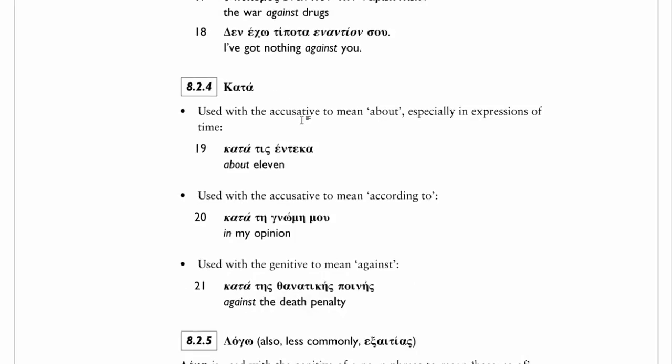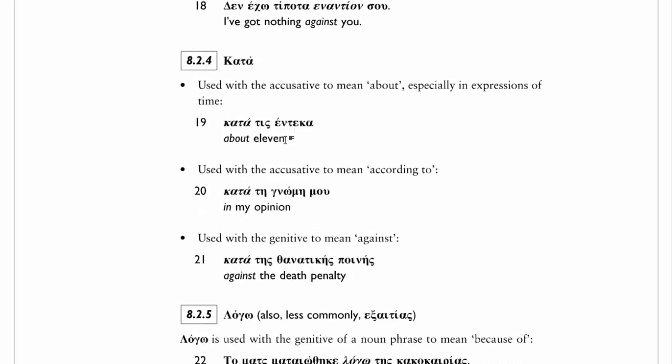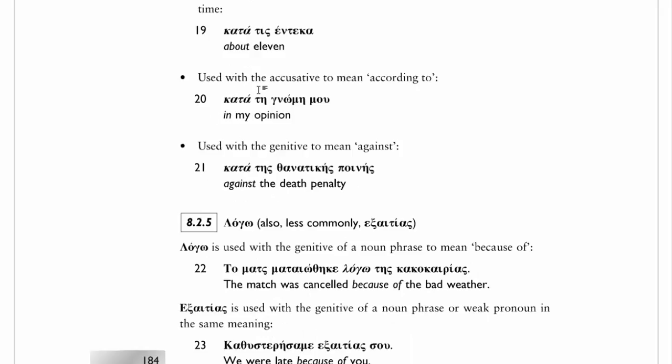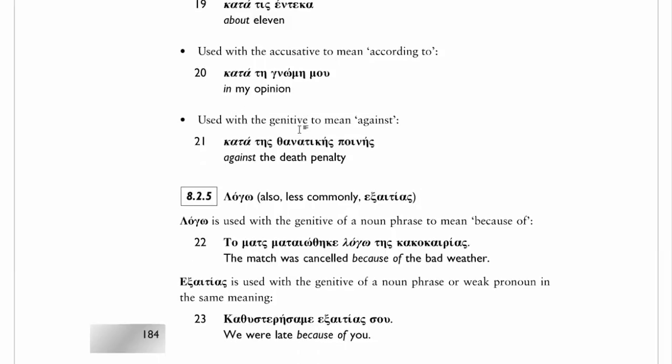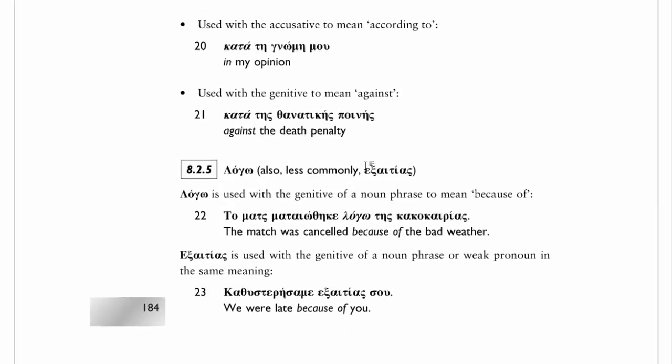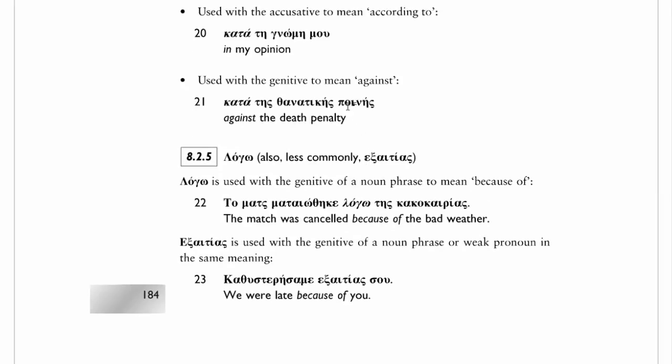Κατά, used with the accusative to mean about, especially in expressions of time. Κατά τις 11, about 11. Used with the accusative to mean according to. Κατά τη γνώμη μου, in my opinion. Used with the genitive to mean against. Κατά της θανατικής ποινής. Remember ο, ι sound like ee. Ποινής. Against the death penalty.